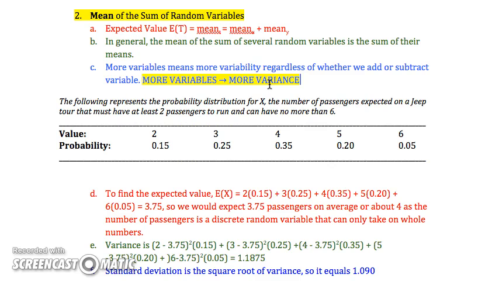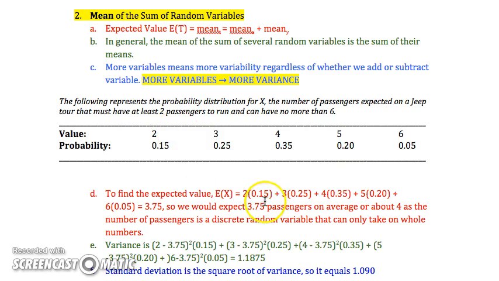So back it up if that's giving you trouble. More variables, more variance. So that means even if we're subtracting two random variables, we add their variances. And standard deviations don't add. So those are the two common mistakes: students want to add standard deviations, or when we subtract two random variables, they want to subtract the variances. So don't make either of those two common mistakes.